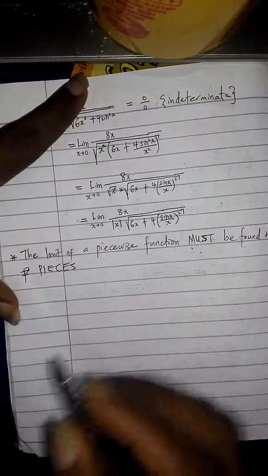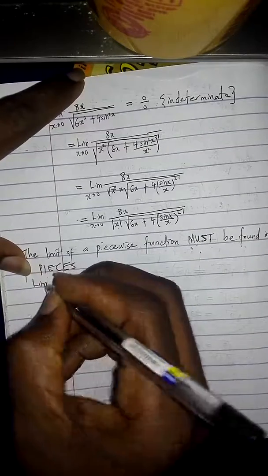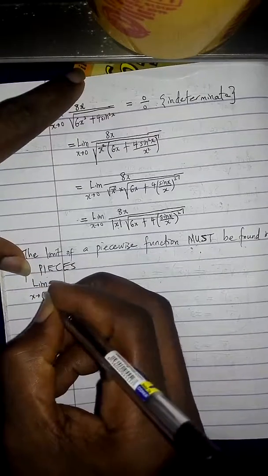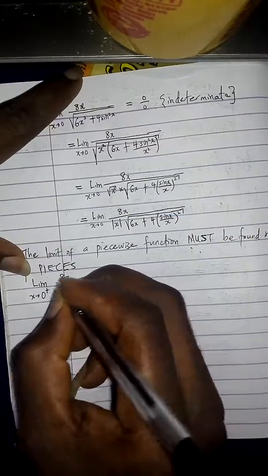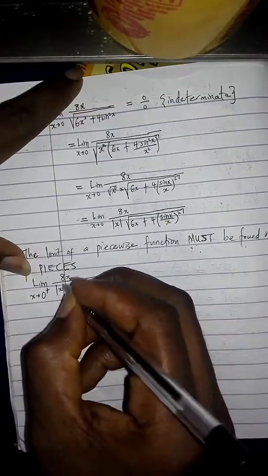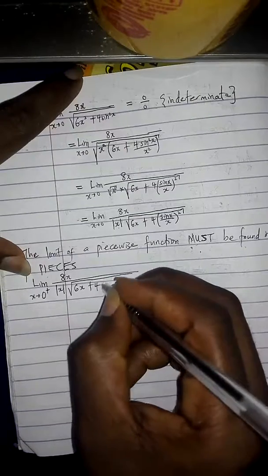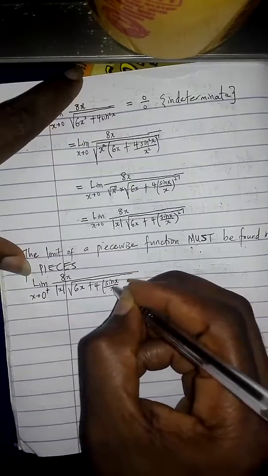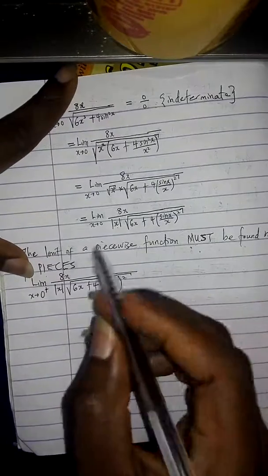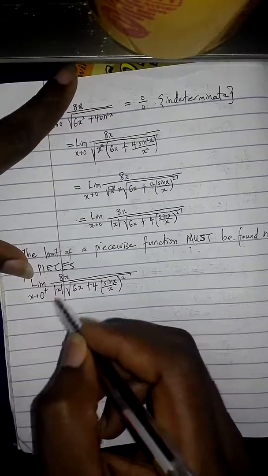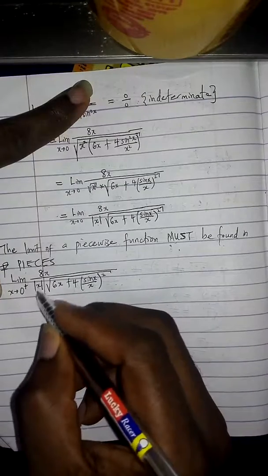Okay, so in this case we're going to say that therefore we find out the limit as x approaches 0 from above of this function: 8x divided by modulus of x, into square root of 6x plus 4 into (sin x over x) all squared. So as x approaches 0 from above, we know that the modulus of x is x, because that is for positive numbers. For any positive number, modulus of x is simply x.